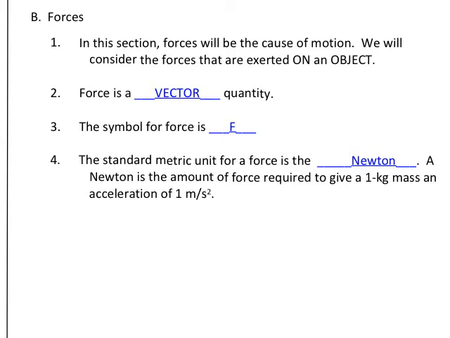It is a vector quantity, and the symbol for force is a capital F, and you can go ahead and write that vector notation on top of the F to help you remember that it's a vector. And then the standard metric unit for force is called the Newton. And the Newton is the amount of force required to give a 1 kilogram mass an acceleration of 1 meter per second squared. And we'll talk about those units a little bit later in the chapter, but for right now, whenever you see a force, it's going to be a number with the word newtons after it. So Newton will be our units.